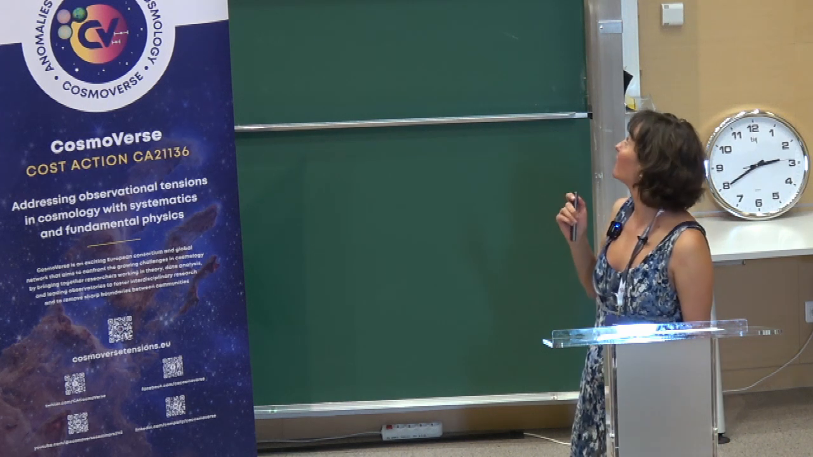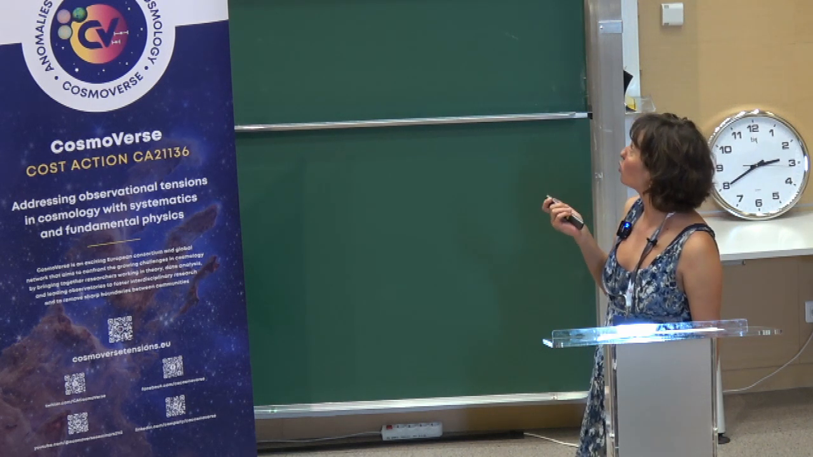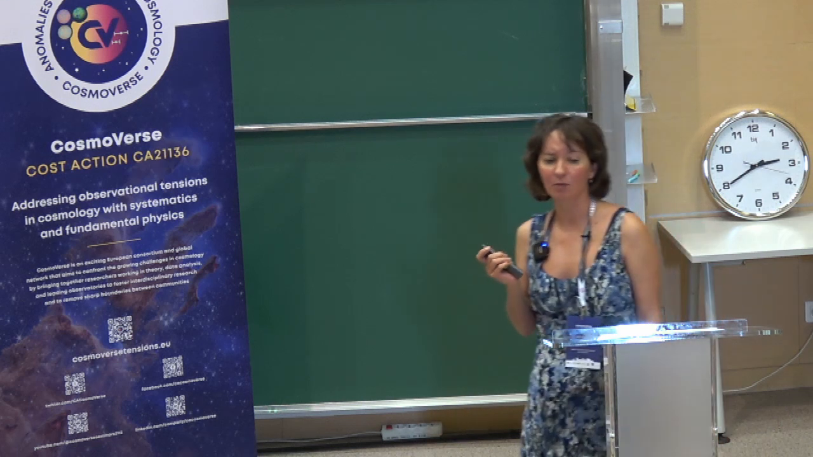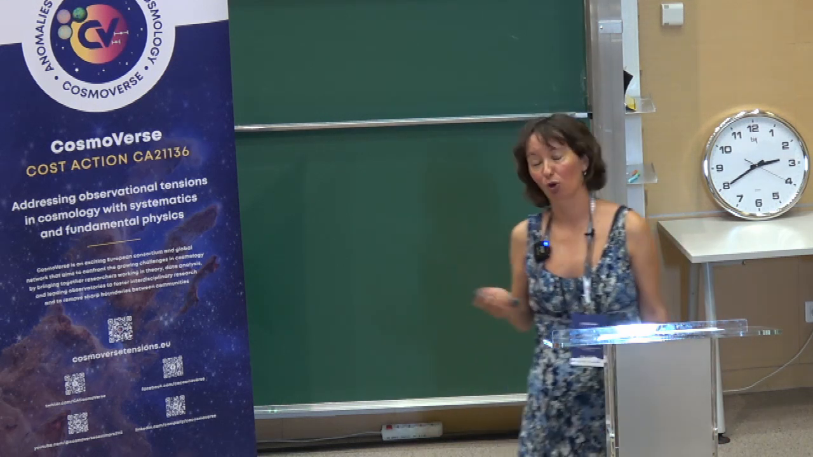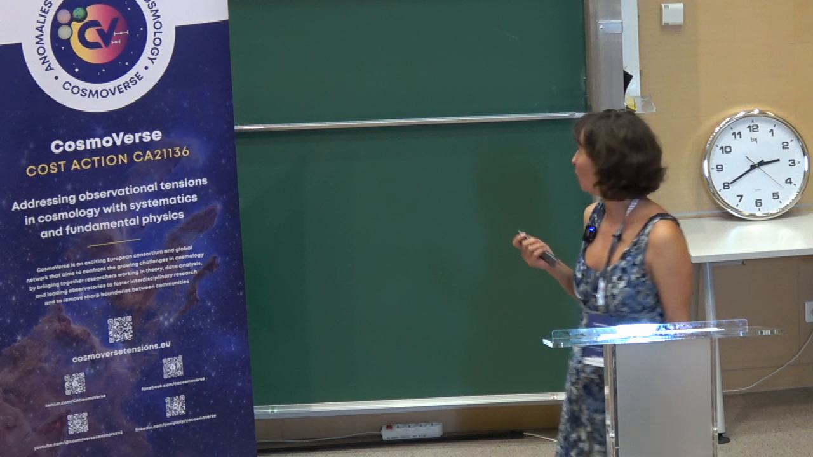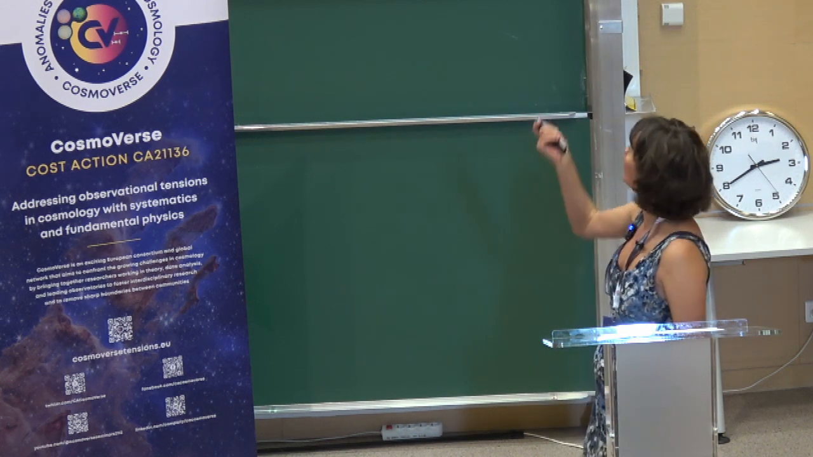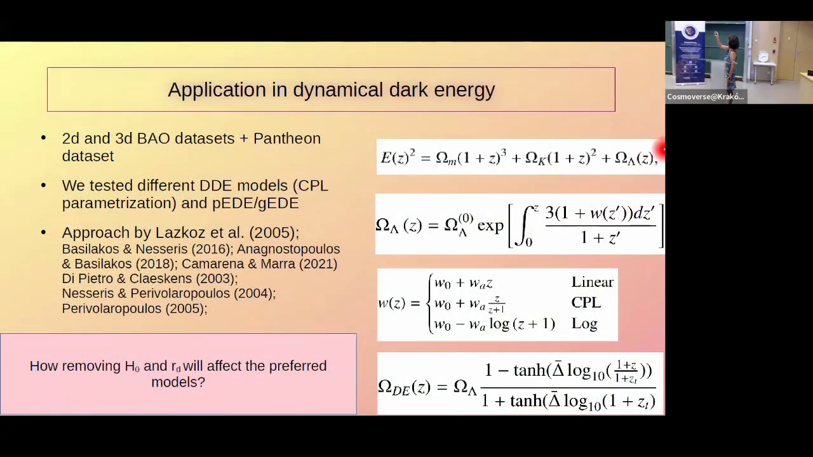In this case, we have CPL, and we also have an alternative to lambda CDM in the form of the phenomenologically emergent dark energy model. So this is this equation here. In it, what is important is that we have some kind of transition redshift at which our equation for the cosmological constant changes.